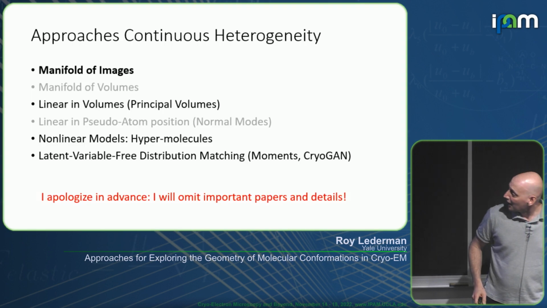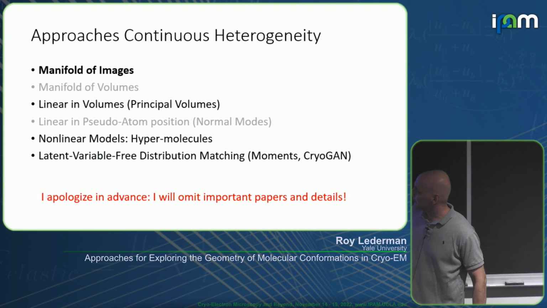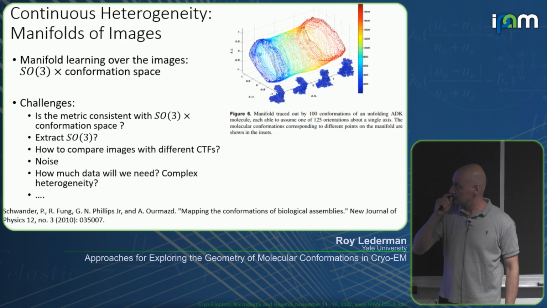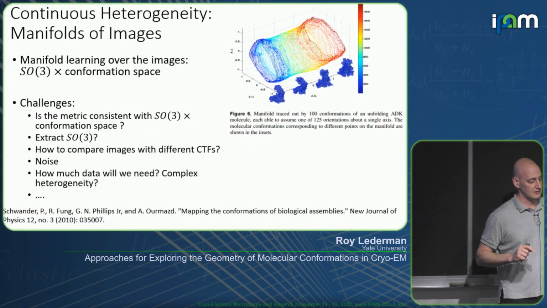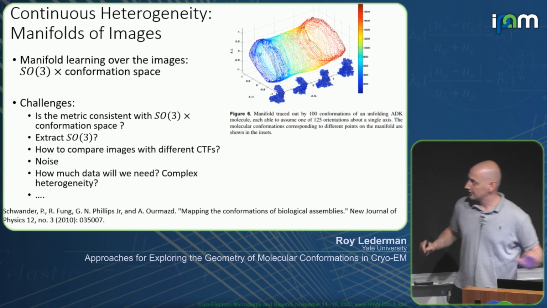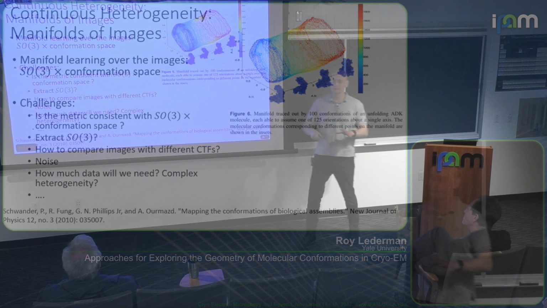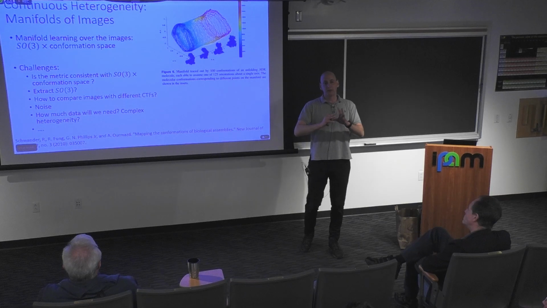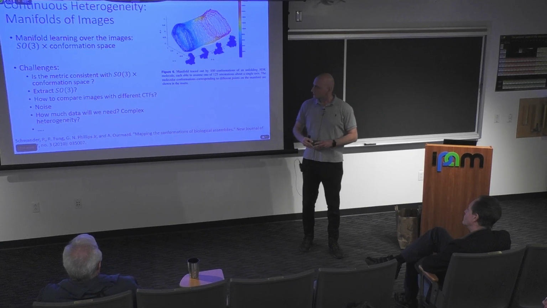Okay, so let's start with these manifolds of images. That's one of the earlier ideas for how to treat continuous heterogeneity. The idea there is that we can think about some kind of a manifold of volumes.